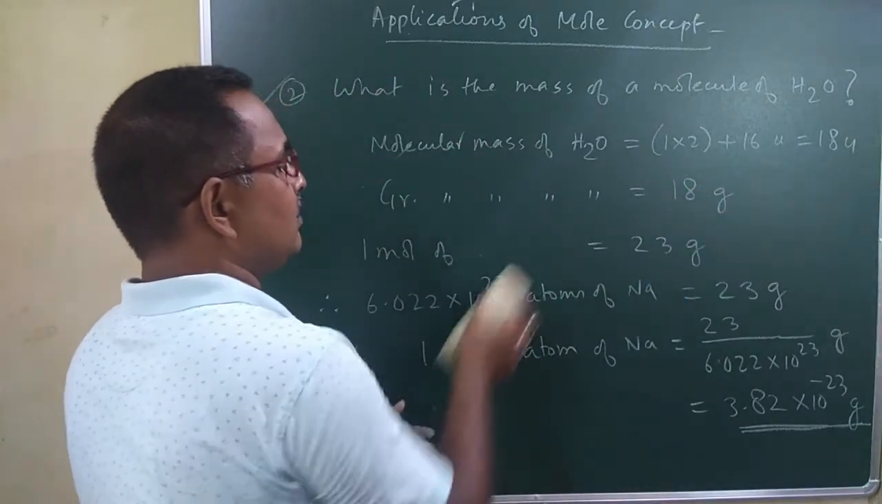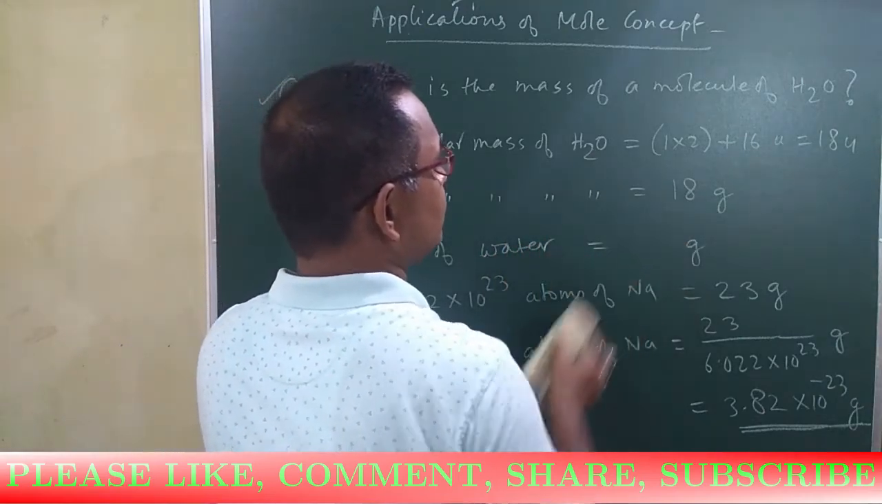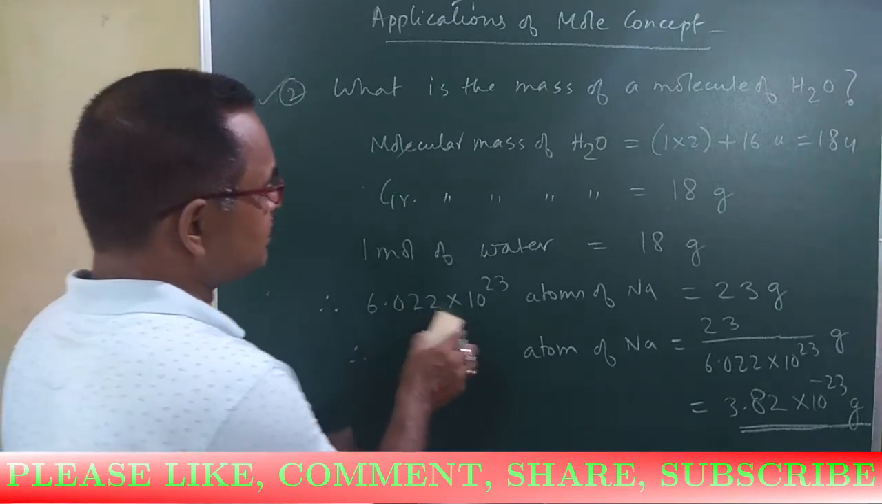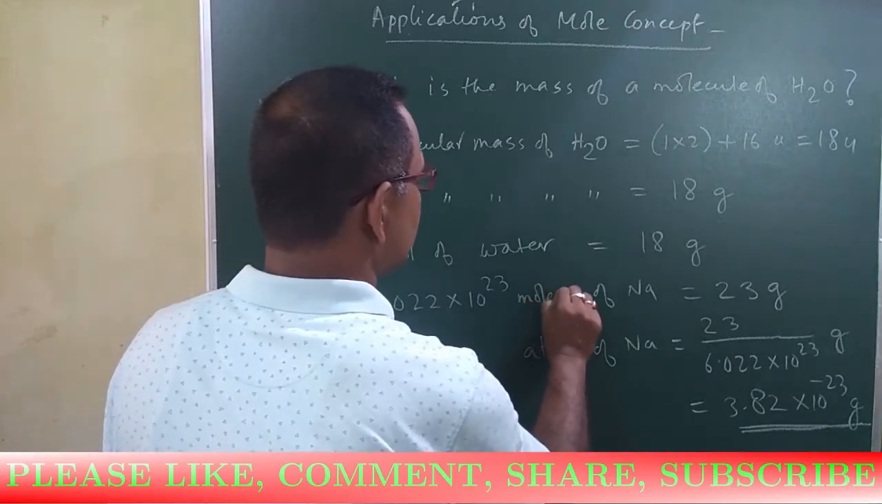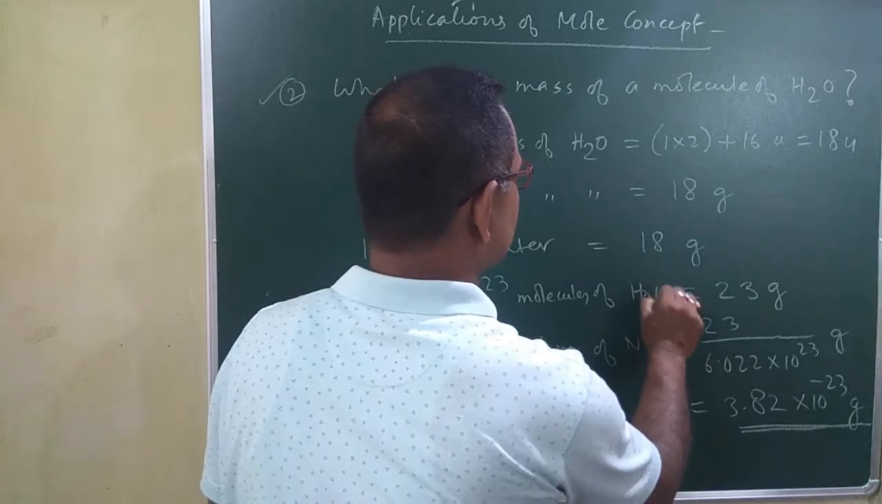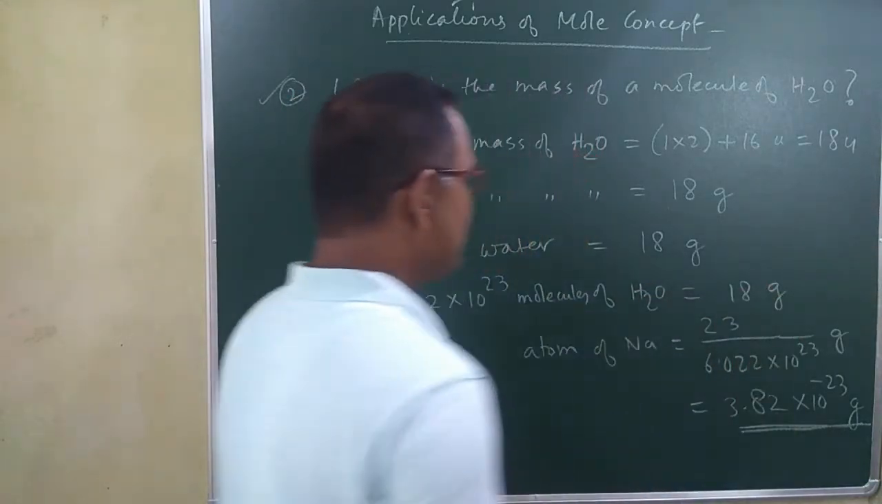So 1 mole of water will be how much gram? 18 gram. It means 6.022 times 10 to the power 23 molecules of water will be 18 gram.